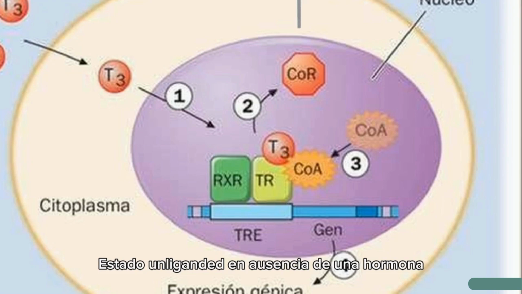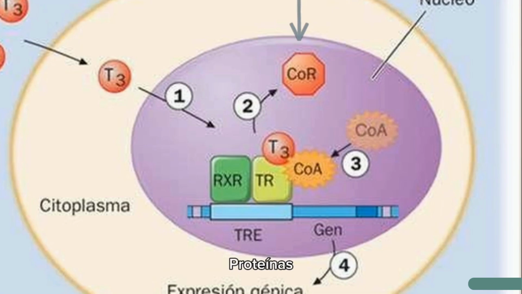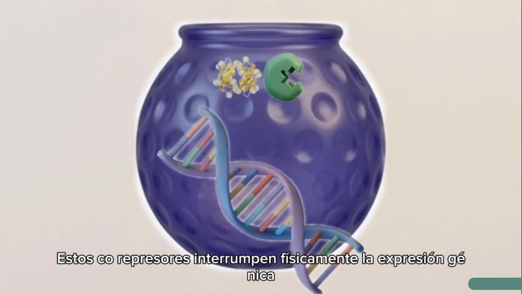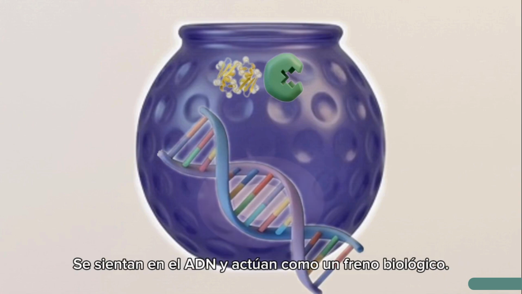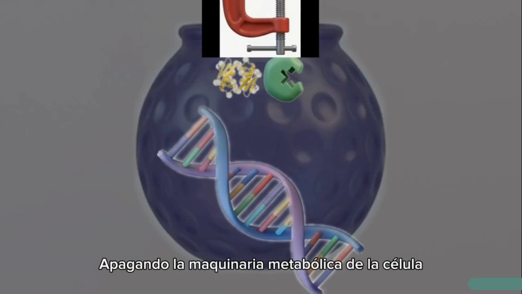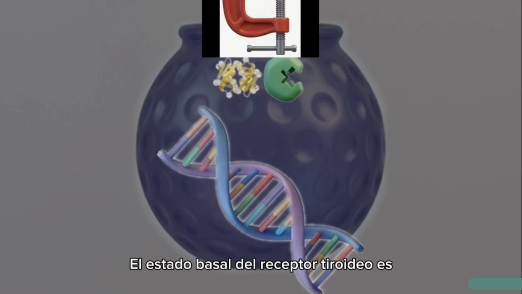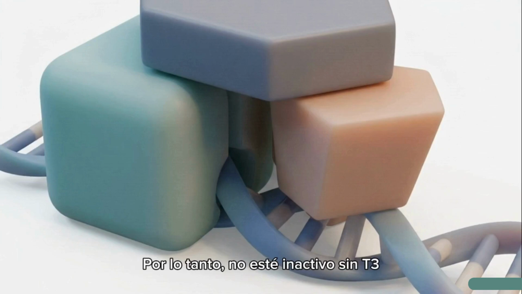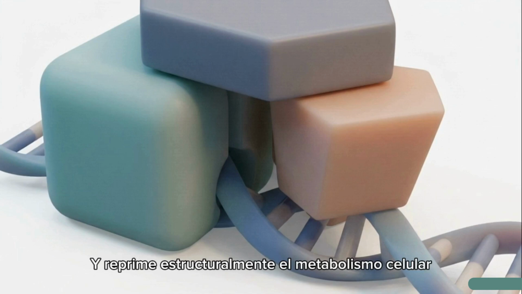In the absence of a hormone, the receptor complex actively binds to co-repressor proteins. These co-repressors physically disrupt gene expression. They sit on the DNA and act as a biological brake, shutting down the cell's metabolic machinery. The baseline state of the thyroid receptor is therefore not idle. Without T3, the receptor actively and structurally represses cellular metabolism.